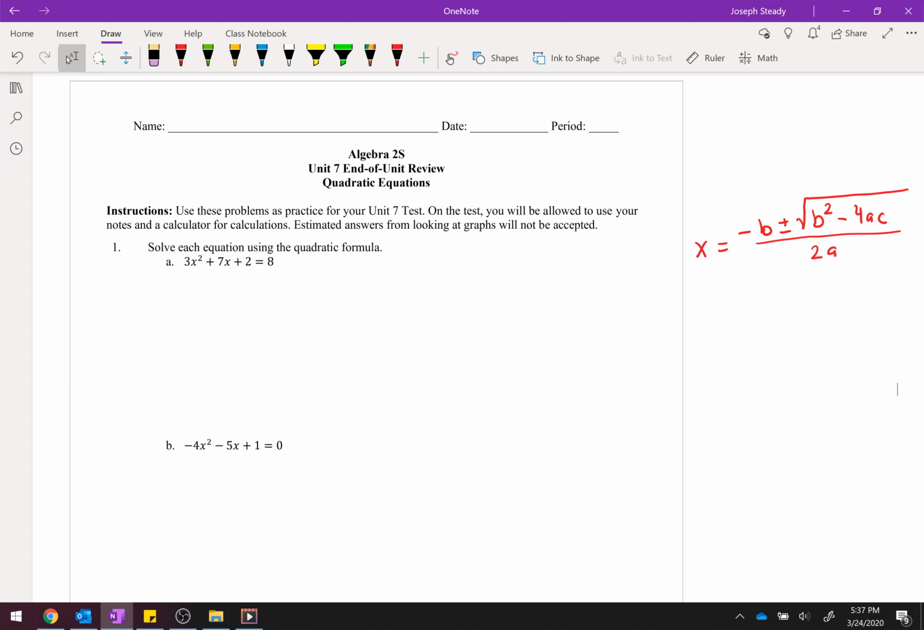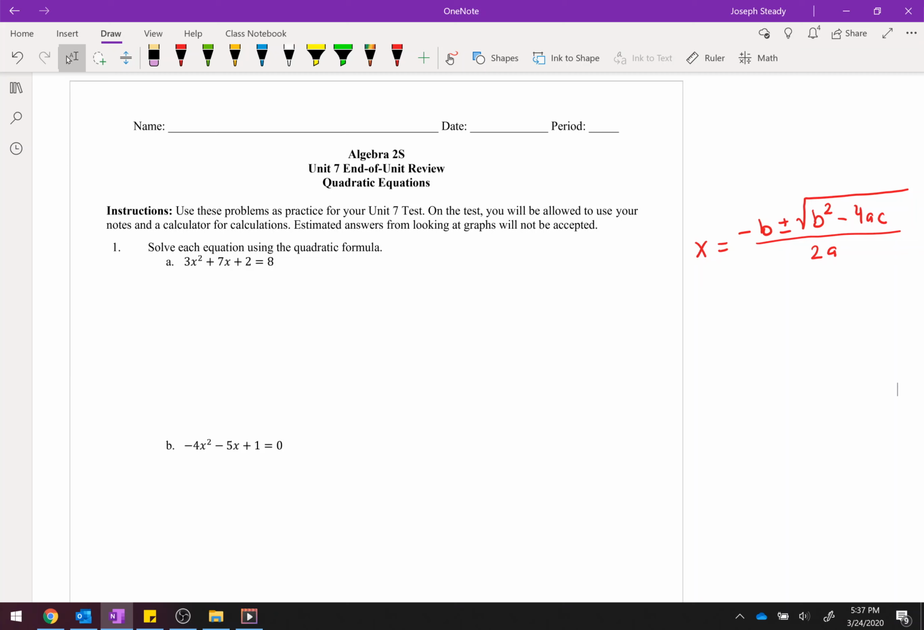Problem number 1 asks us to solve a few equations using the quadratic formula. I've gone ahead and written the quadratic formula on the right side of the screen here for us to refer to. Before we can start using the formula though, we have to remember that our equation has to equal 0 on one side of it.